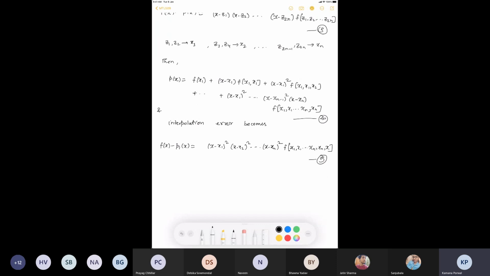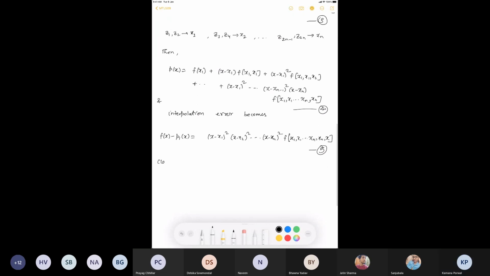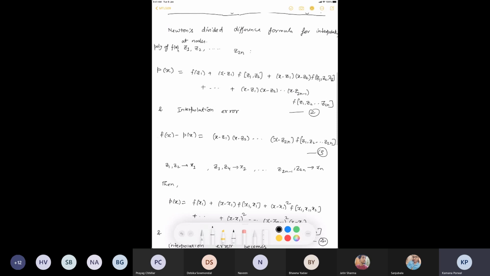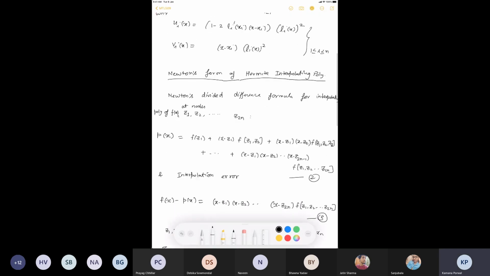So my claim is that this p1 of x which we have found, sorry, p of x which we have found, is the same as the Hermite interpolating polynomial which is given by 1.